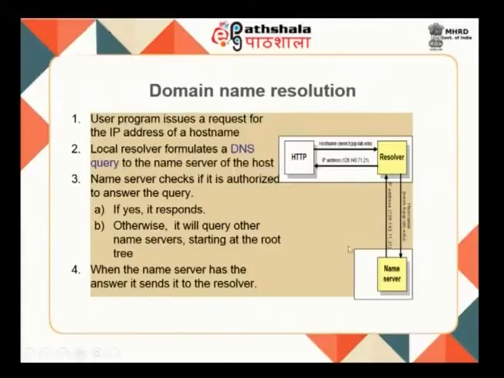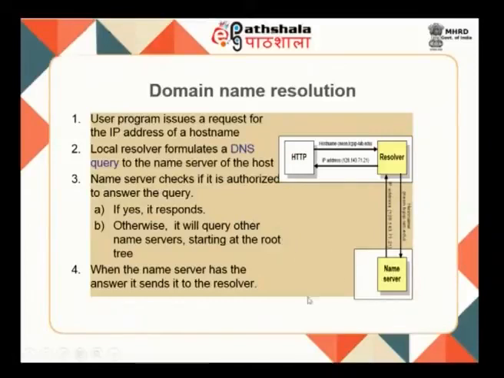Remember that we have a DNS name server which is called the default name server for our host. So the application sends the request to the resolver, which is your DNS client, and this in turn sends it to the name server, which is your local name server. The local name server will check if it is authorized to answer this query. If it is authorized, it will respond. Otherwise, it will query other name servers starting at the root of the tree that we just talked about. When the name server has the answer, it sends it to the resolver, and the resolver can in turn pass it to whichever application had requested it. This is the overall structure in which name resolution takes place.